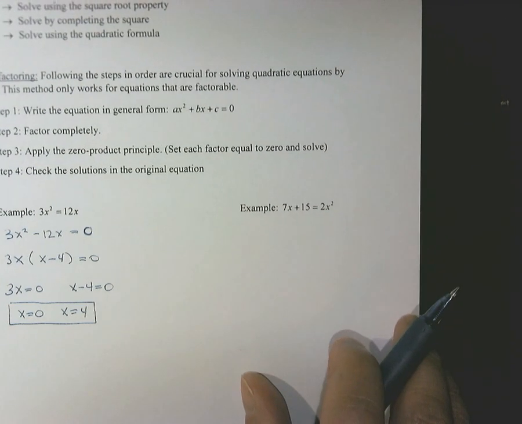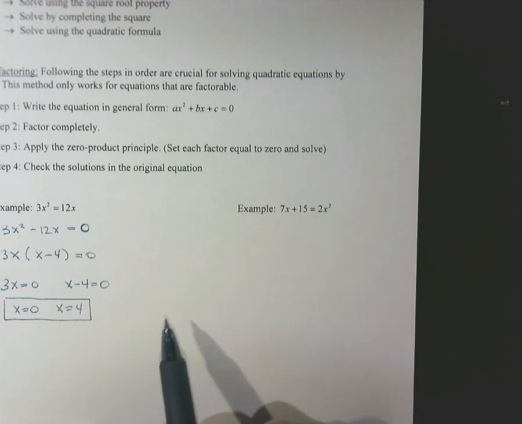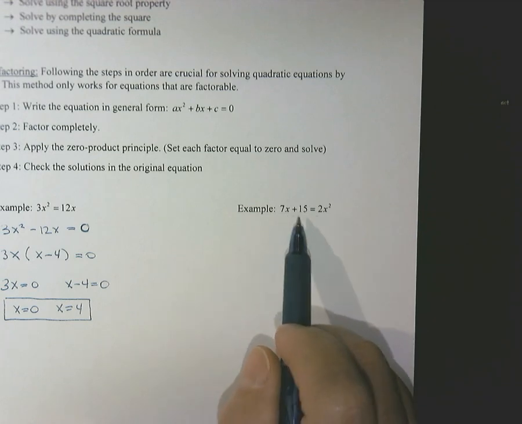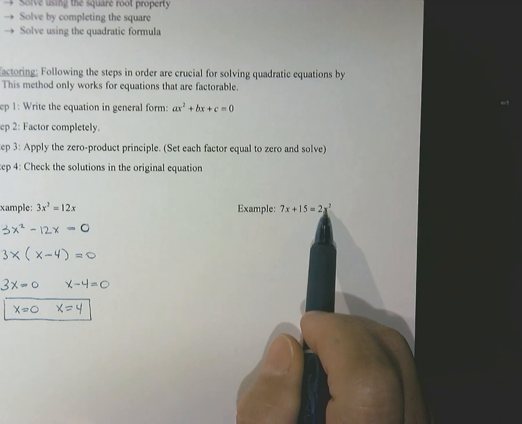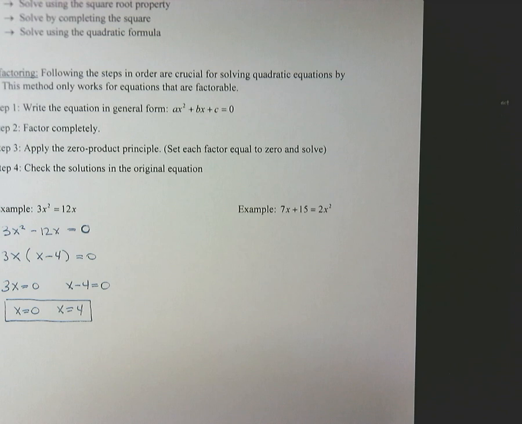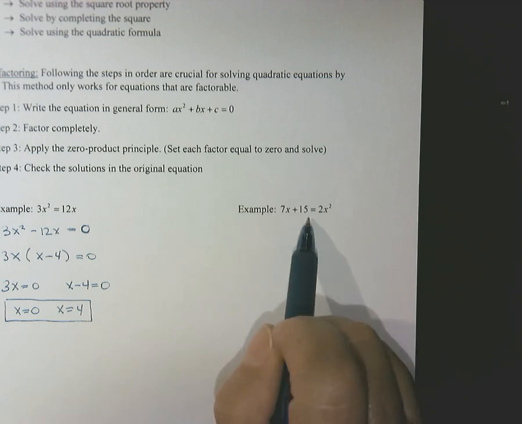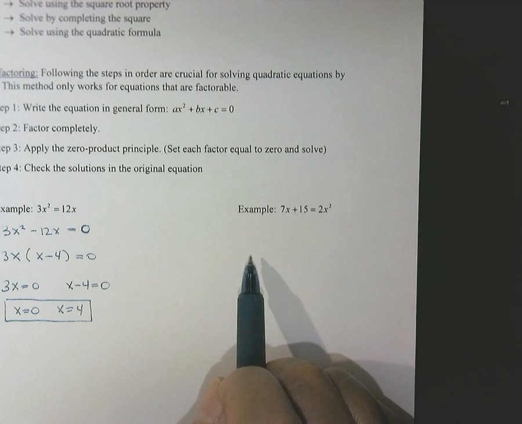My second equation, I have 7x plus 15 equals 2x squared. I get a lot of students who just decide to go ahead and take this 2x squared and subtract it, and you're going to end up with a negative 2x squared. And there's nothing wrong with that. But in order to do that, you're going to end up having to factor it a little bit more complicated.